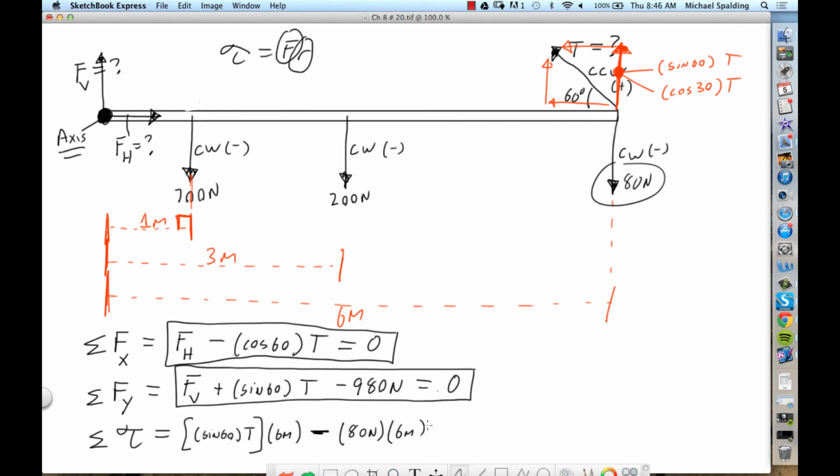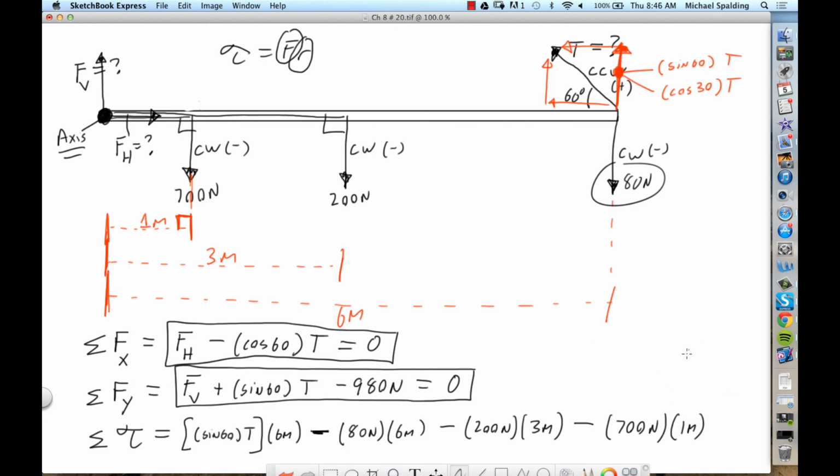Okay? Now let's go to the 200. Minus 200. What's the distance for the 200 from the axis? What's that distance? 3 meters. Minus 700. What's the distance for that? 1. And they're perpendicular. All right.